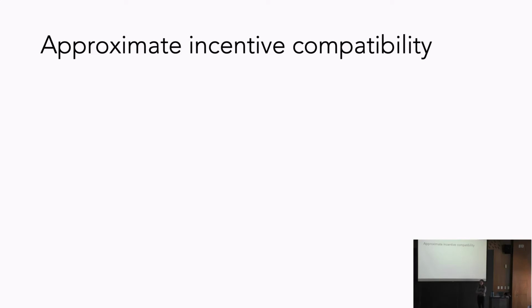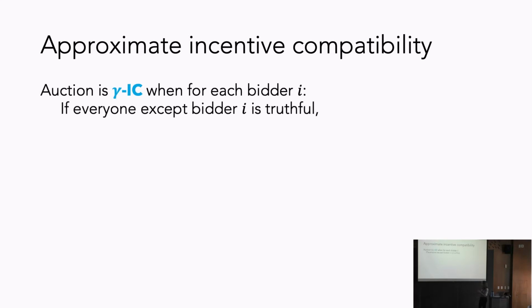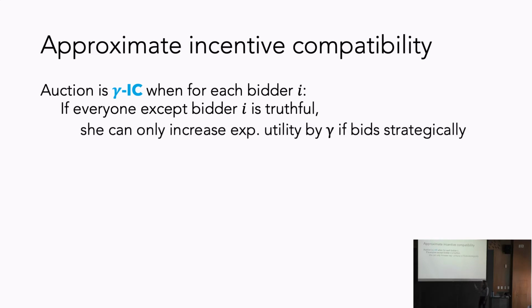I'd like to hear a little bit more about approximate incentive compatibility. Okay, cool. So since most mechanisms are not incentive compatible, a long line of research has looked into approximate incentive compatibility. I'm just going to describe it at a high level here, and then I'll describe it more mathematically in a couple slides. So an auction is gamma incentive compatible when for each bidder i, if everyone except bidder i is truthful, she can only increase her expected utility by an additive factor of gamma by bidding strategically.